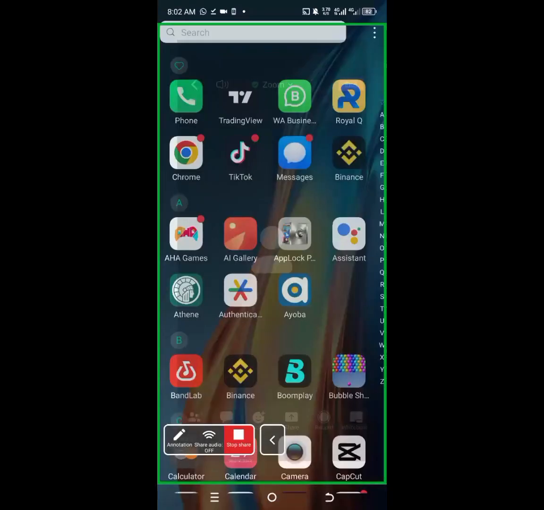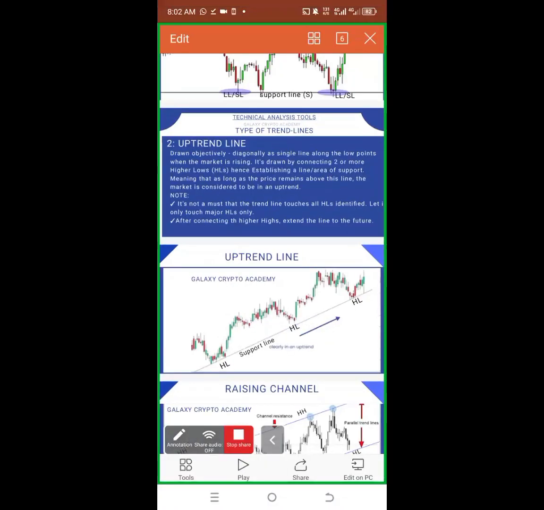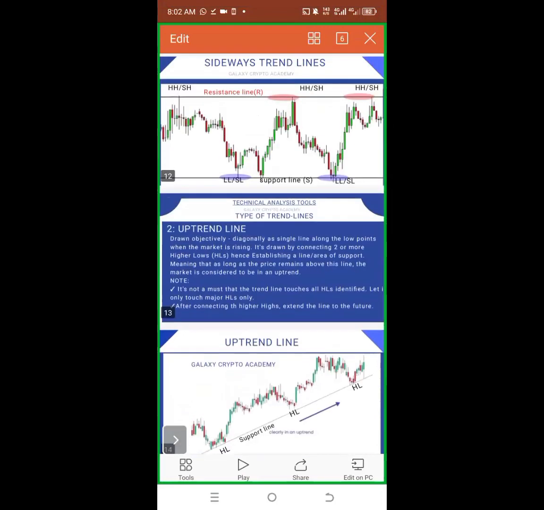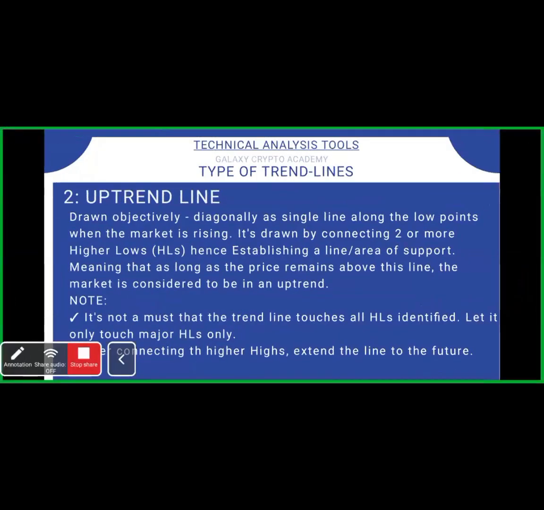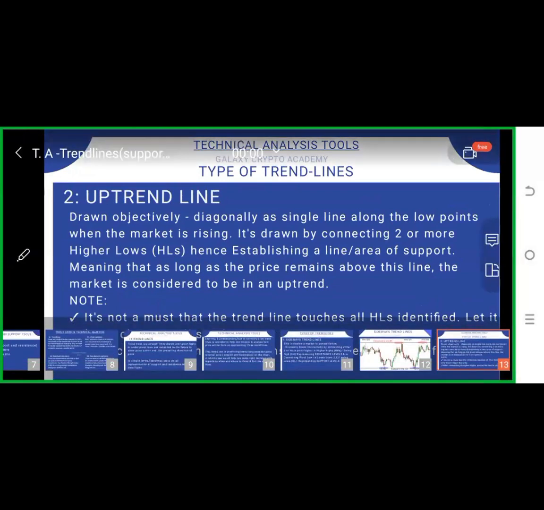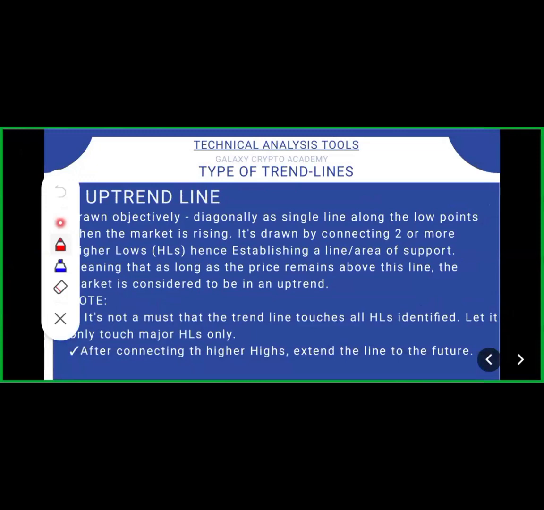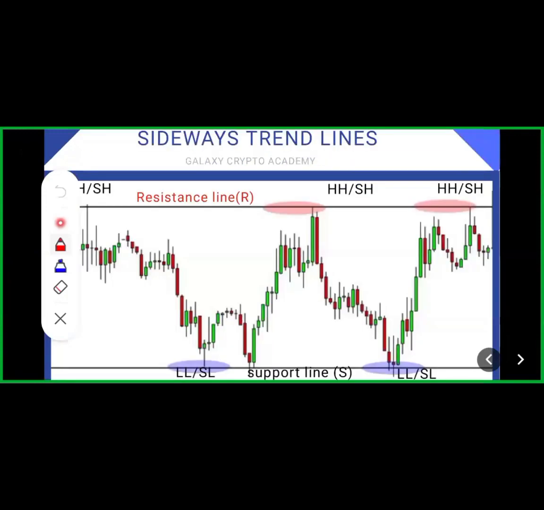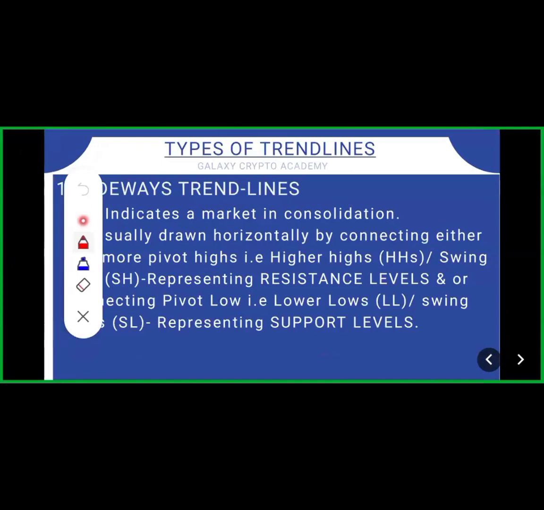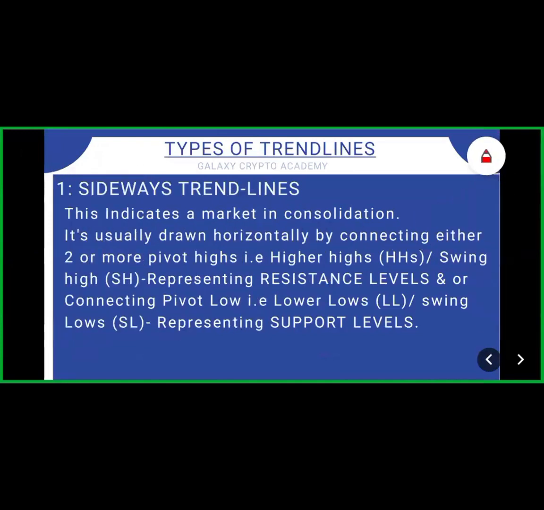So in our previous class, we looked at types of trend line, and we said there were basically 3 types: the sideways trend line, the uptrend trend line, and the downtrend trend line. We started by looking at the sideways trend line, which I think we understood, and we demonstrated it practically on the chart and how you can go about drawing these trend lines.